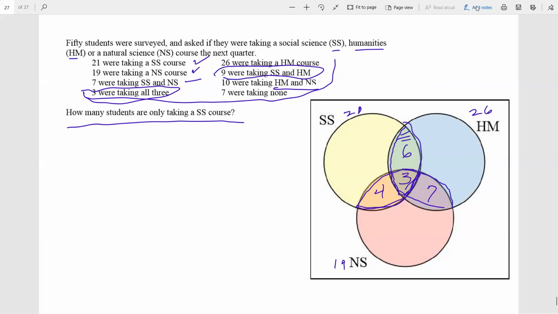So now, how many were only taking social science? Well, that would be here. And to figure that out, we know that a whole circle, the circle for social science is 21. And the other areas are 6, 3, and 4. So that's 13. That means 8 are only taking social science.